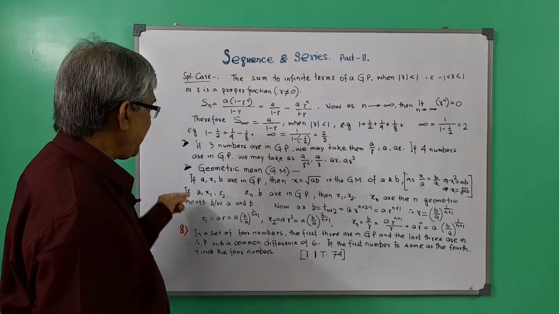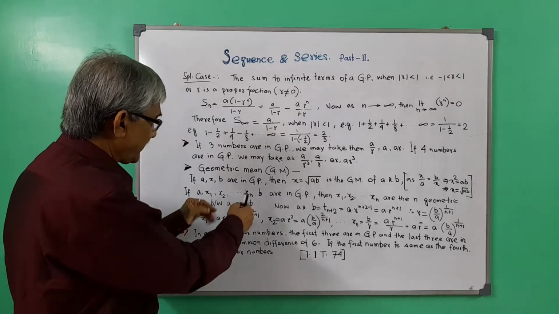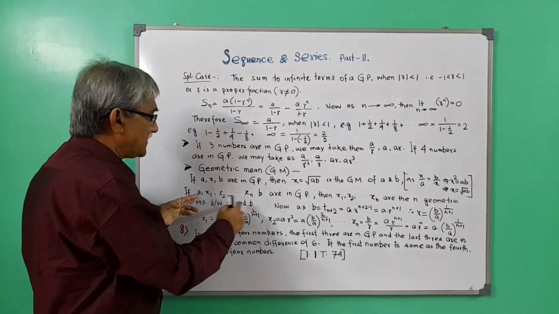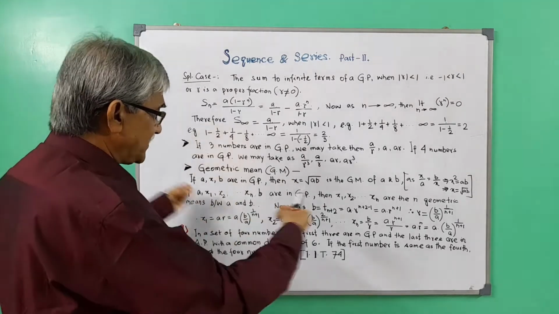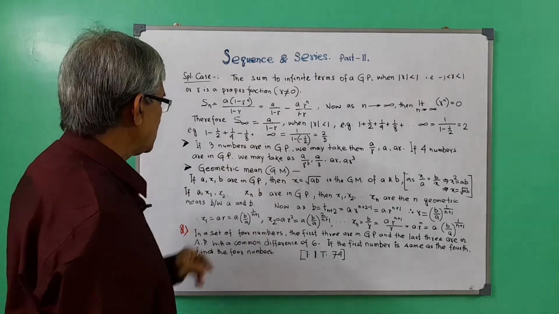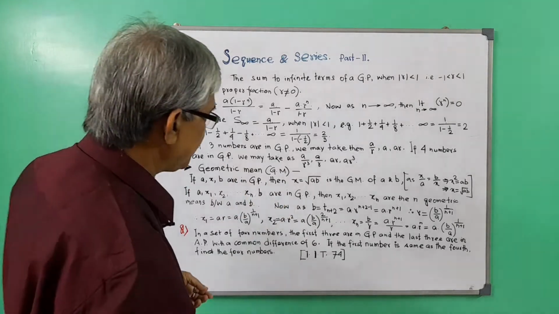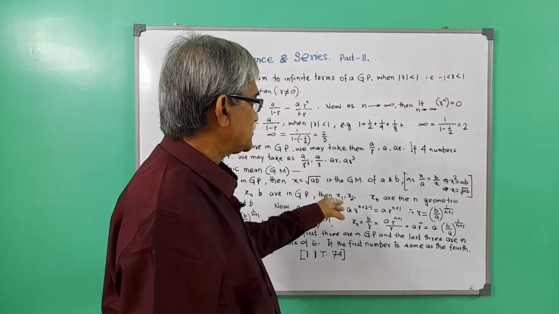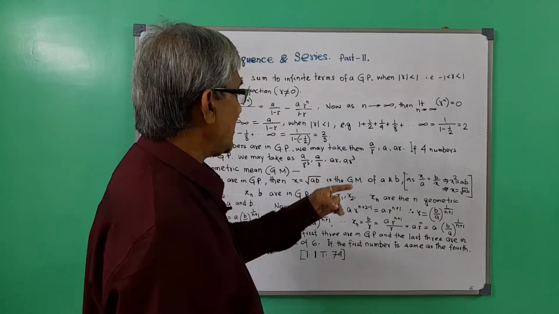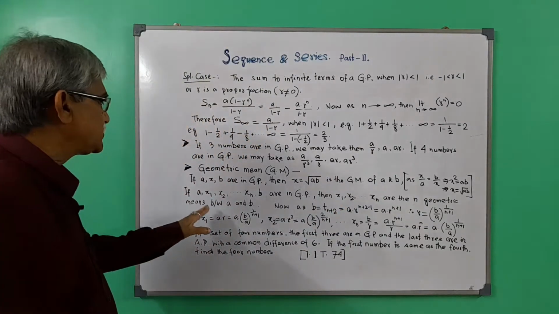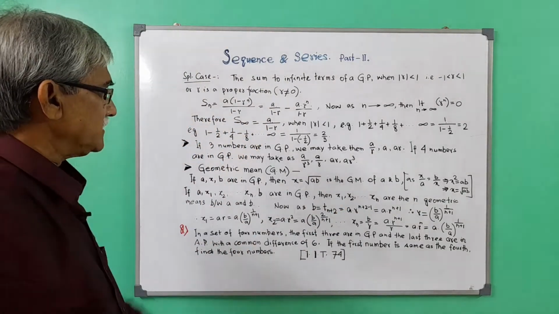Now if A, X1, X2 up to Xn up to B, where the first term is A and the last term is B, and we have introduced n number of GMs into it, so this is lying in GP, then X1, X2 up to Xn are the n geometric means between A and B.